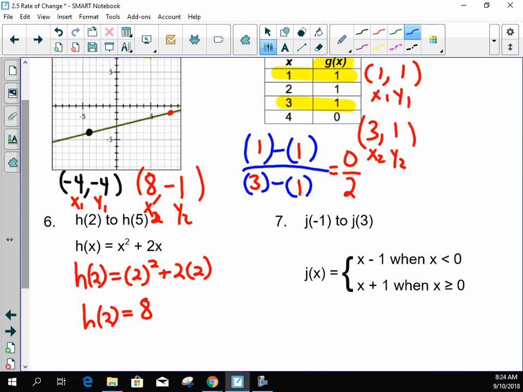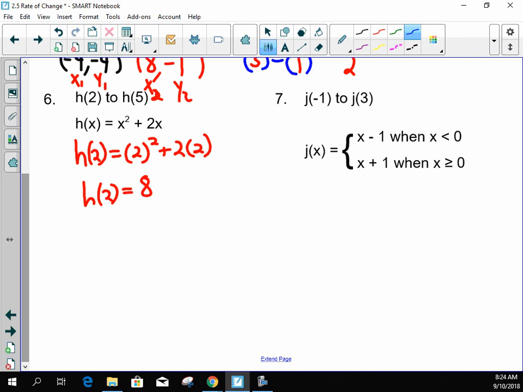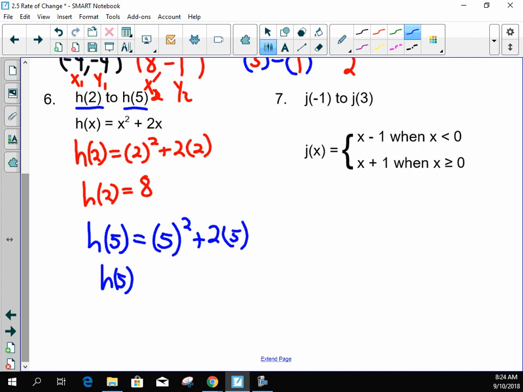What else? I found my H of 2. Now what do I need to find? My H of 5. So now I'm going to find my H of 5. H of 5 equals 5 squared plus 2 times 5. H of 5, 25 plus 10 equals 35. What does this mean?